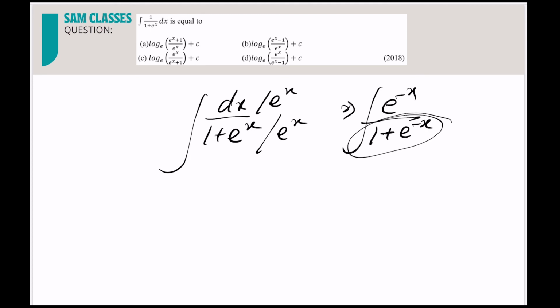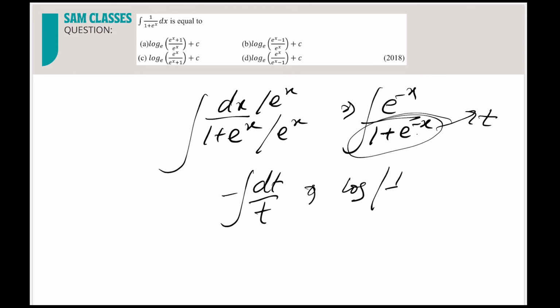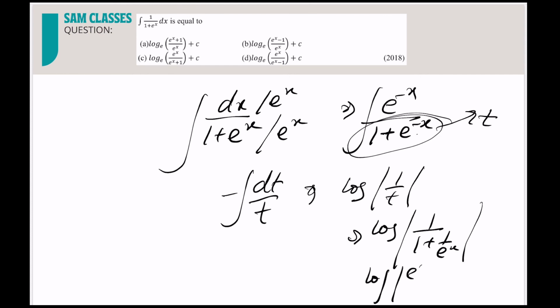Now you take this one as t. The moment you take this one as t, it will be dt by t. So you'll get e power minus x into minus 1, so dt by t. So that is equal to what? Log of 1 by t. Correct. So that is equal to log of 1 by 1 plus e power x. So that is equal to log of e power x by 1 plus e power x. That's it. Simple. Nothing more than that.